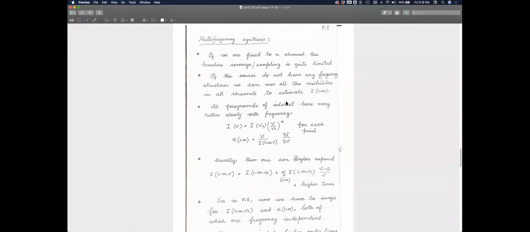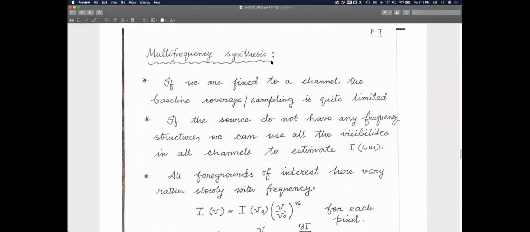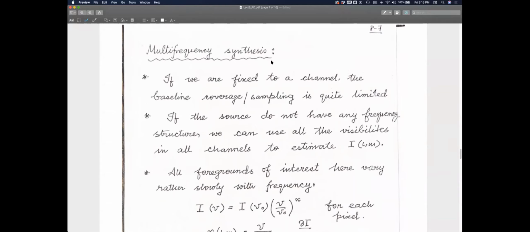Okay. So let us discuss this idea which we call multi-frequency synthesis. So what was the problem that multi-frequency synthesis was trying to address? The problem is that we have incomplete coverage in the baseline plane. Let us call it the baseline plane for the time being. Let us say that all w's are 0 or a certain value, just for simplicity. So I don't have sampling everywhere in the baseline plane.